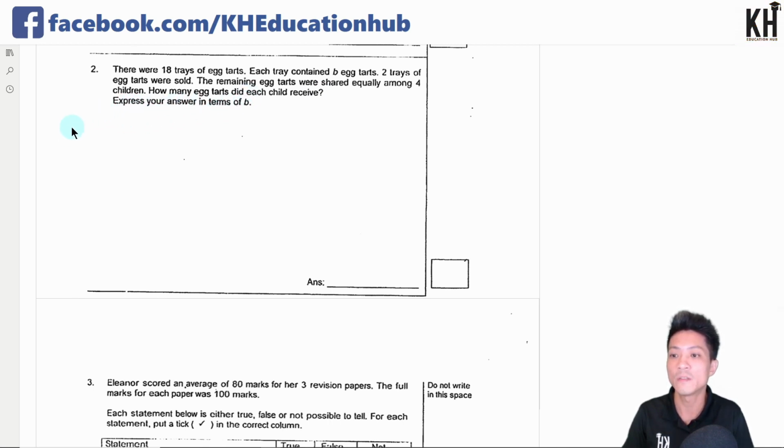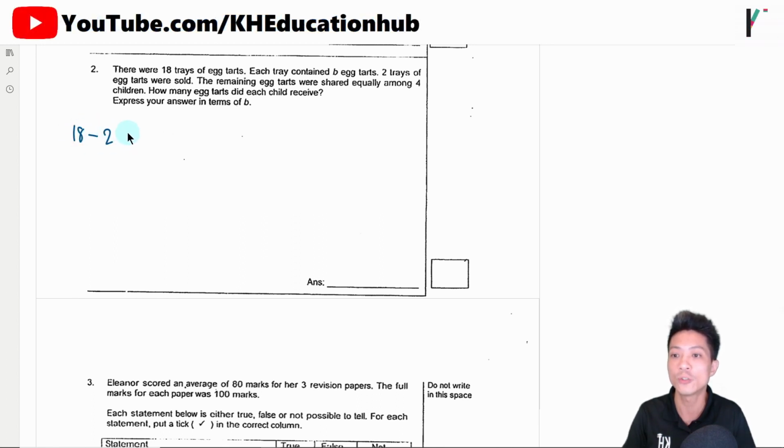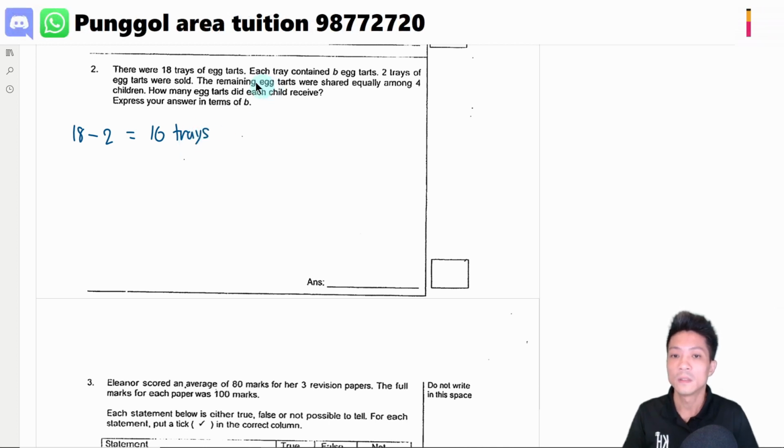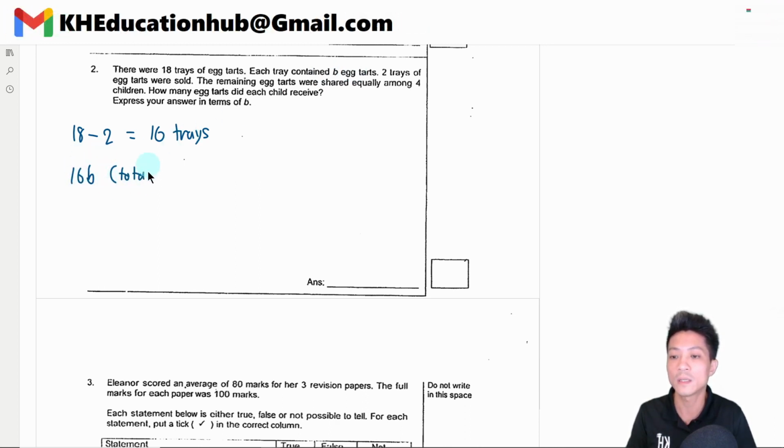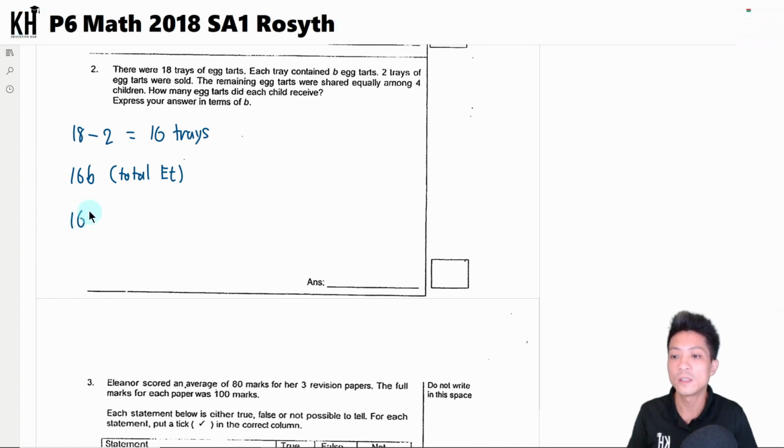So in this question, the first step is to use the 18 trays minus away the 2 trays that were sold first. This will leave us with 16 trays. Since each tray contains B egg tarts, that means 16B is the total egg tarts, right? Then they were shared among 4 children, so 16B divided by 4 will give me 4B. So each child will receive 4B egg tarts.